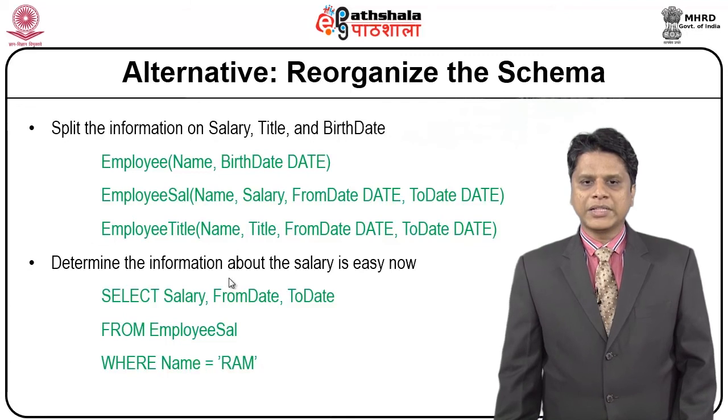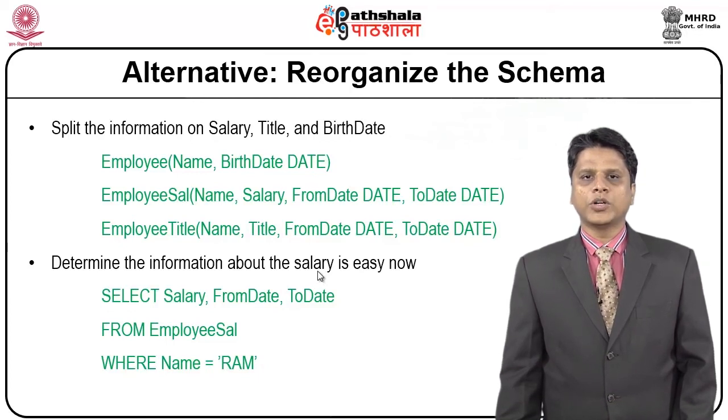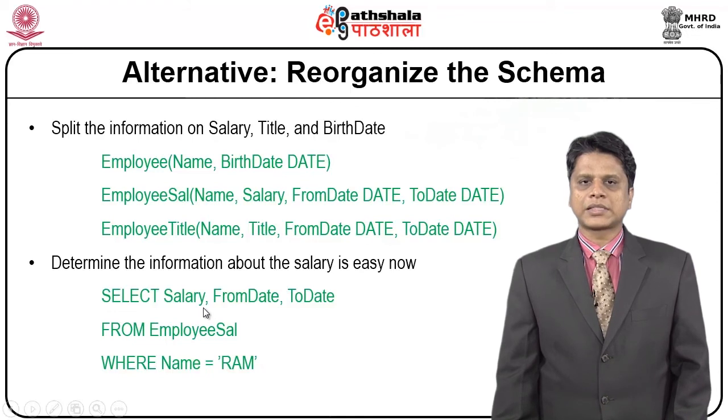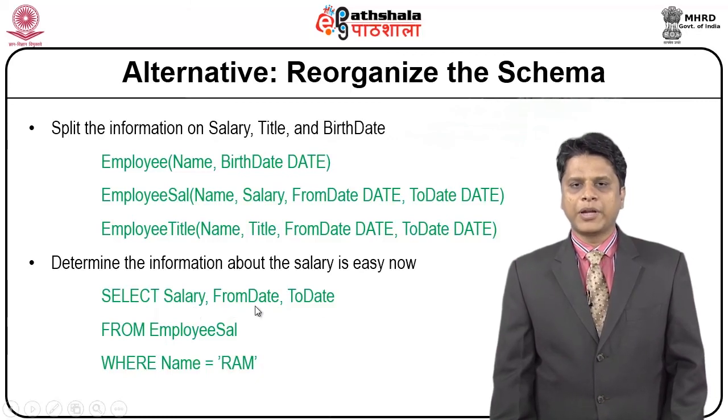By giving this sort of a relationship, we may have to determine the information about salary, which we estimated in the previous instance also, but we found it a little bit difficult. But now, having divided the relation into three different relations, writing a temporal query after having reorganized the schema becomes easy to understand. So we can directly write a SQL query which says select salary, from date and to date from employee salary where name is equal to Ram.